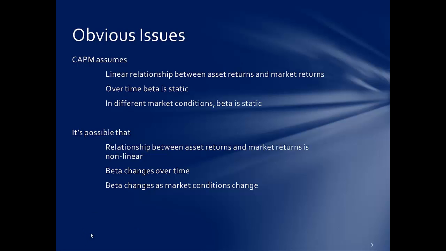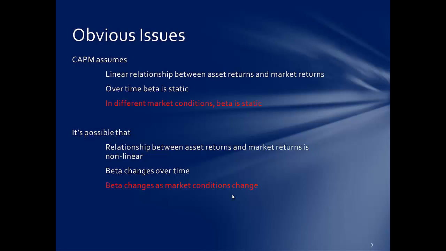Also, related to that, and these are actually two ways of saying the same thing, the capital asset pricing model assumes that the beta is the same in different market conditions. That may not be the case. So you could have a relationship between asset returns and market returns that's nonlinear. You could have a changing beta over time, and you could have betas that change as market conditions change. In today's assignment, we're going to focus on this last issue, the fact that in different market conditions, beta could actually be different. So what we're going to do today is investigate whether or not betas can be different during different market conditions.